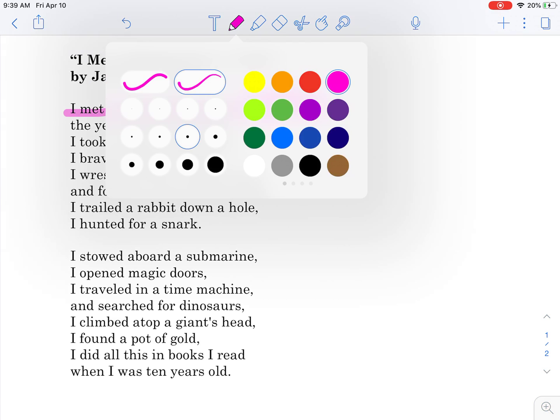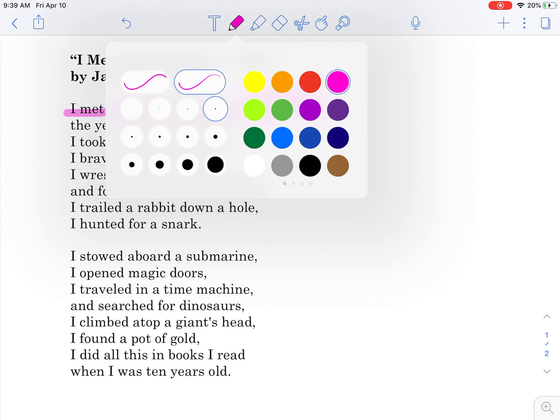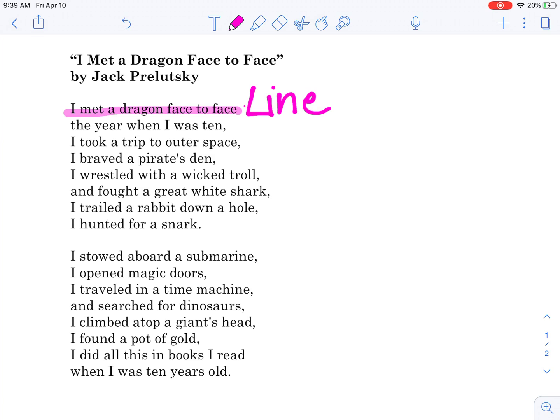And if you were asked to count how many lines were in a poem, you would say that this poem has 1, 2, 3, 4, 5, 6, 7, 8, 9, 10, 11, 12, 13, 14, 15, 16 lines. So this poem is composed of 16 lines.